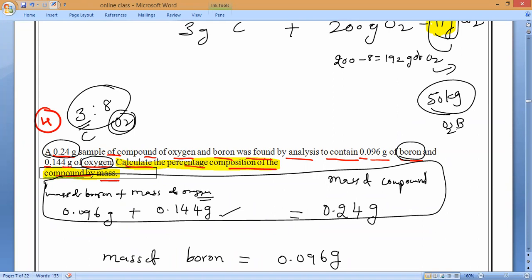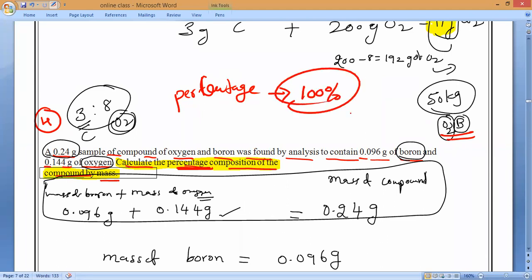Understanding, everybody? So now I'm asking, what is the mass of oxygen? What is the mass of boron? That is what they're asking. Yes or no, guys? Please respond. So we have to calculate the percentage also. Now you tell me, in mathematics, percentage is always calculated out of how much? 100, sir. 100 percent.